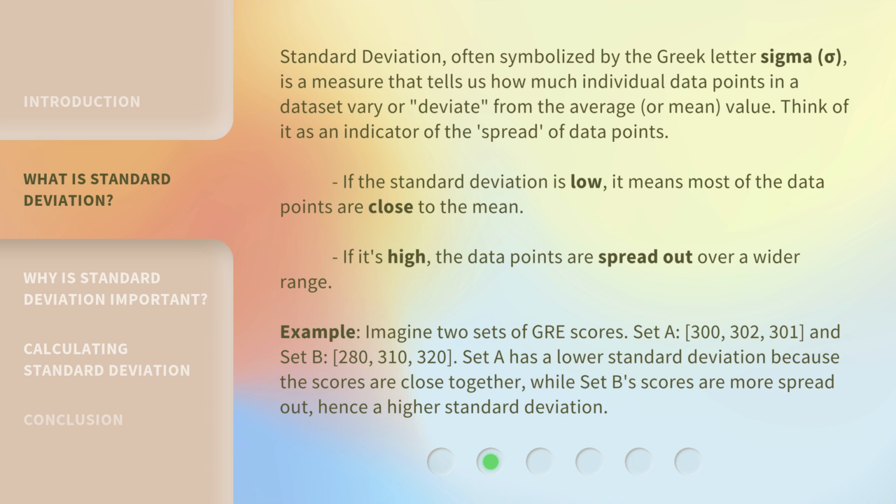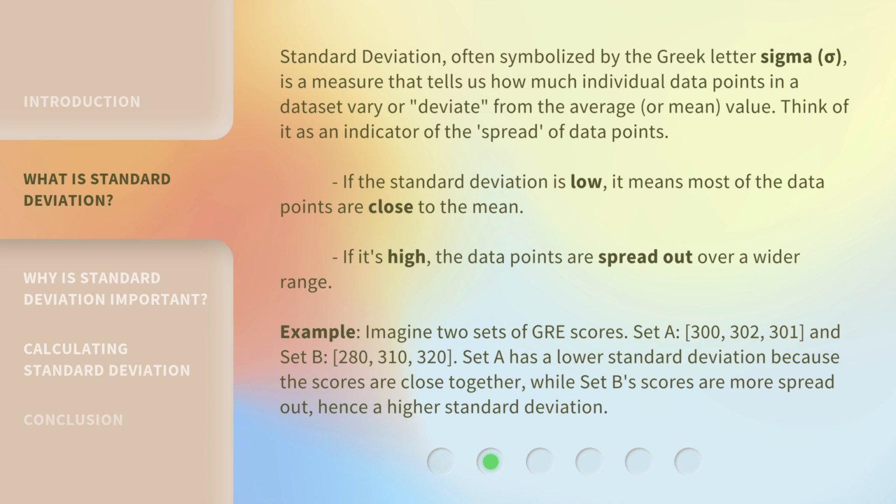Standard deviation, often symbolized by the Greek letter sigma, is a measure that tells us how much individual data points in a dataset vary or deviate from the average or mean value. Think of it as an indicator of the spread of data points. If the standard deviation is low, it means most of the data points are close to the mean. If it's high, the data points are spread out over a wider range.